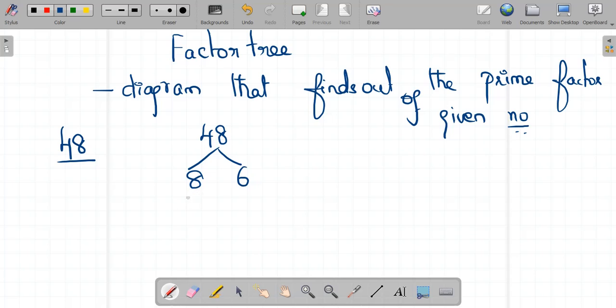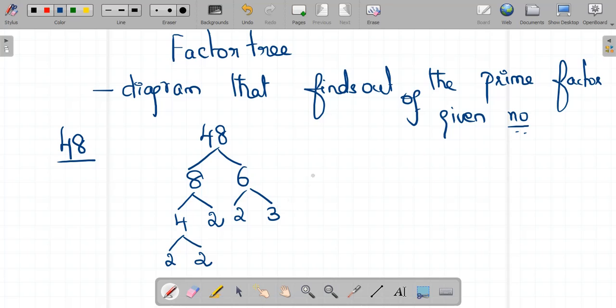Now this 8 can be further divided into 4 and 2, correct? 4 times 2 is 8, right? And this 6 can be further divided as 2 times 3 is 6, correct? Now this 4 I can divide further into two branches as 2 times 2. Now I have drawn a tree for 48 with all the factors 8, 6, 4, 2 and 3, right?